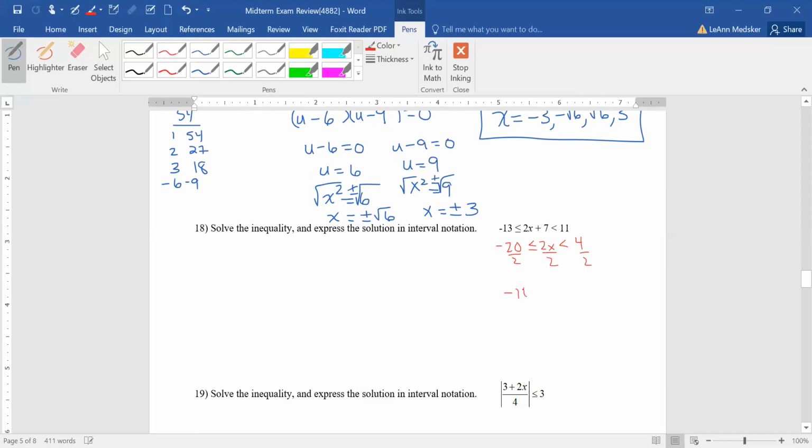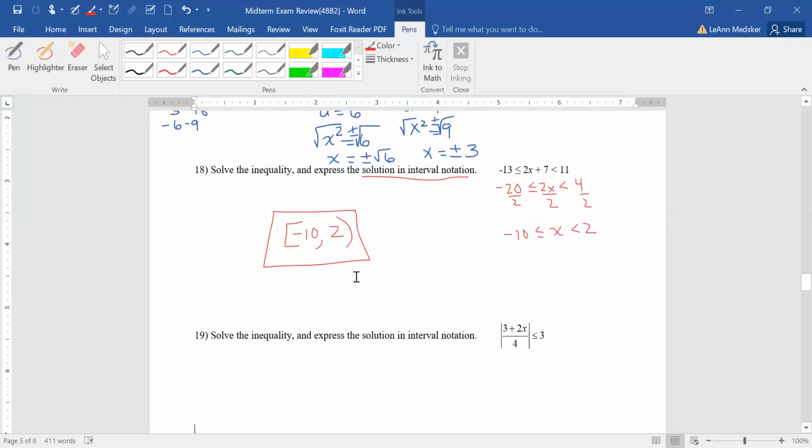Make sure if you divide by a negative, you flip your inequality symbols, but we're dividing by positive 2. So this says this runs from negative 10 inclusively, because it has the equal to, up to almost 2. We're supposed to express our solution in interval notation. So remember, that would be a bracket, comma, negative 10, because we have a closed circle on negative 10, and we're going to be shading up to positive 2. But we're not including 2, so that's going to be a parentheses.